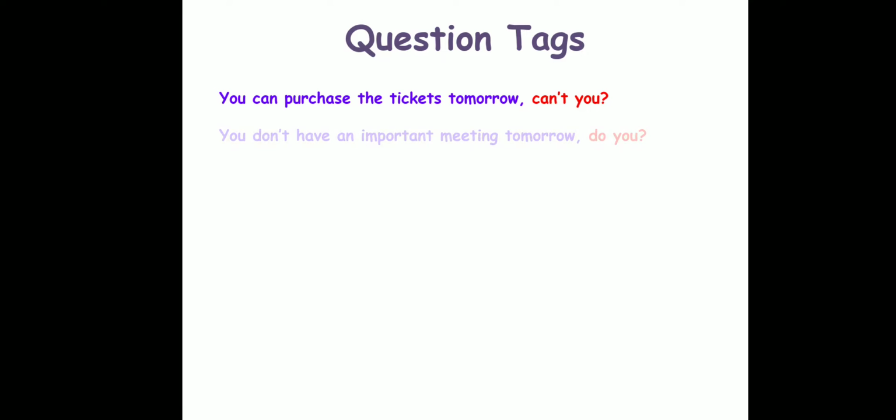So let us start. So here is a sentence. You can purchase the tickets tomorrow, can't you? Let's look at one more. You don't have an important meeting tomorrow, do you? Okay, so now in these two sentences which I've given, you can definitely see that there is one part of the sentence, of both of the sentences, which are in purple and remaining part is in red. So why is the difference? We're going to understand that, alright?